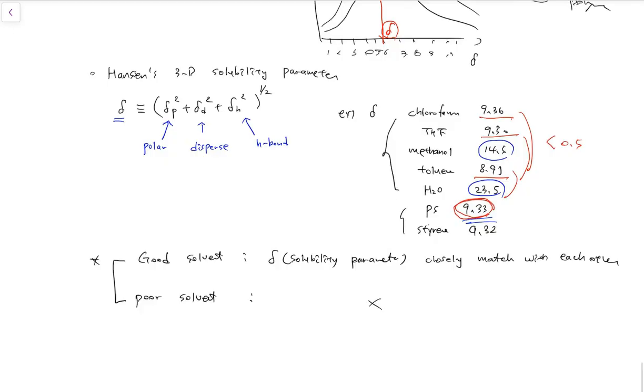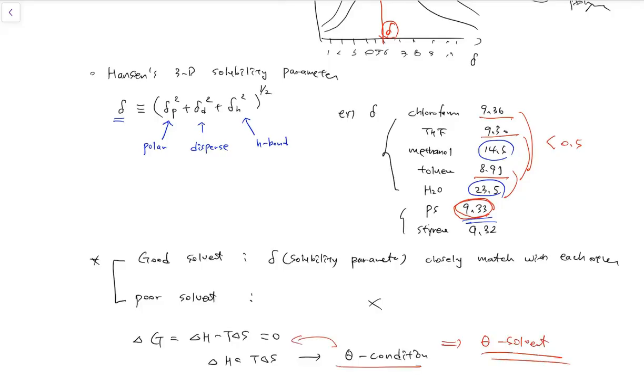Okay, and especially from a thermodynamic approach, when delta G is equal to 0, which means that delta H is equal to T delta S, this condition is called the theta condition. And there are some solvents which give us this condition, delta G equal to 0, and that solvent is called a theta solvent. Exactly the boundary between good solvent and poor solvent.